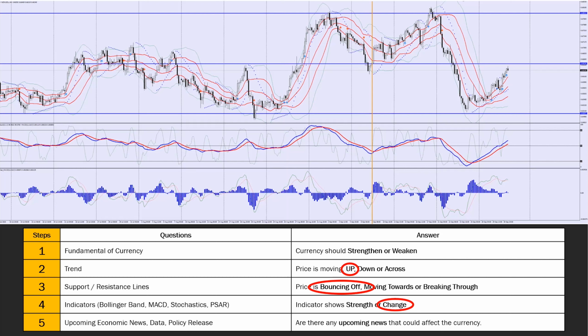You see that it's broken up. You see that the next trade could have been there. I'll leave that for you to analyze.